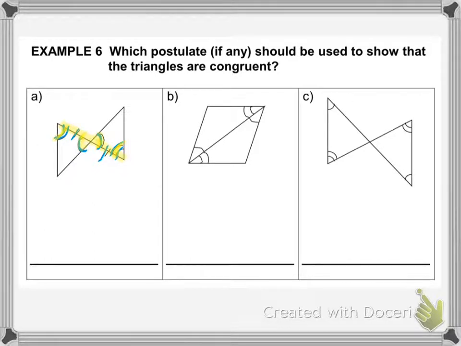ASA. So by ASA, these two triangles are congruent. B, I got a pair of angles that are congruent. I got another pair of angles that are congruent. And look, I also have that side between the angles that is also congruent. So by ASA, these two triangles are also congruent by ASA.